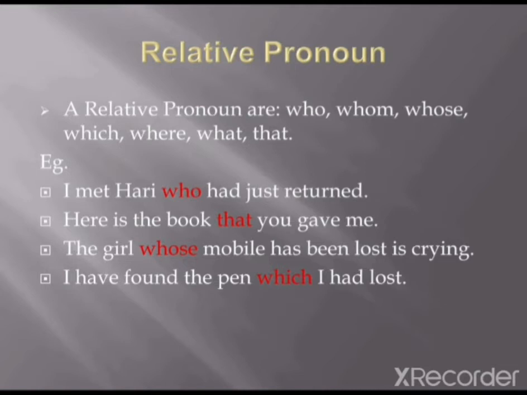Other examples: here is the book that you gave me. The girl whose mobile has been lost is crying. I have found the pen which I had lost. You can see that they are relating and joining. They are relating to nouns and they are joining sentences as well. So they are relative pronouns.